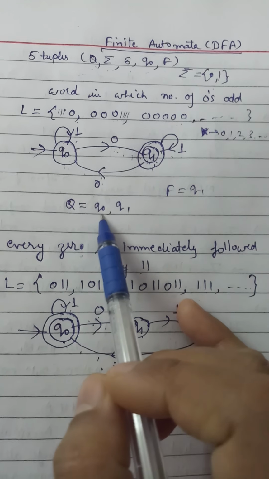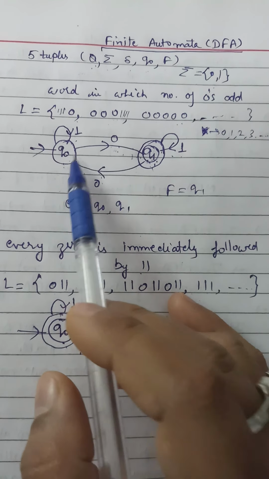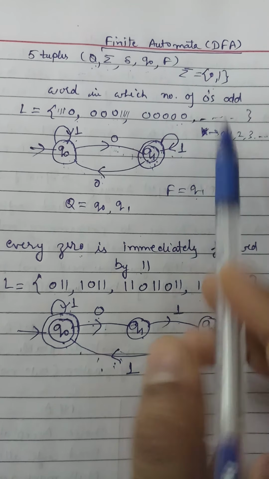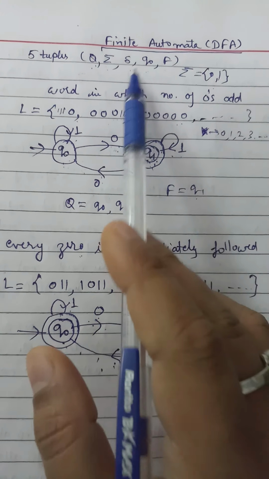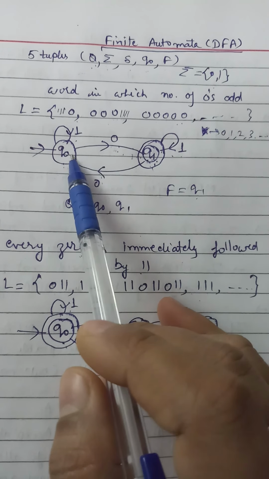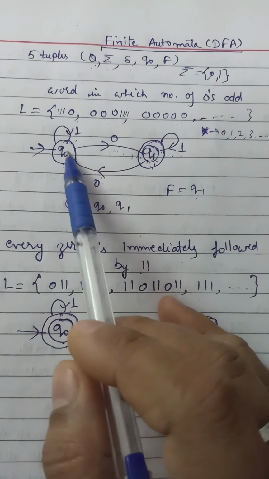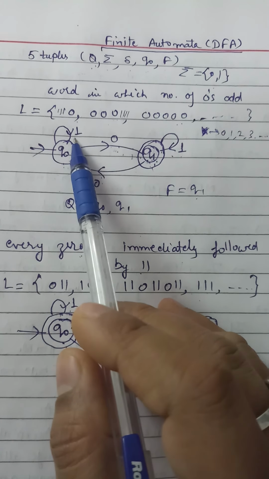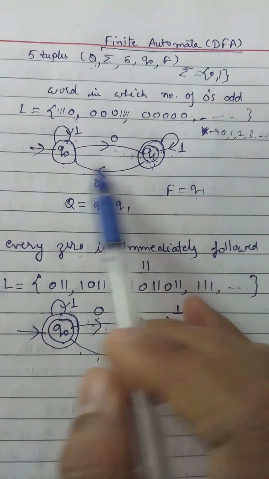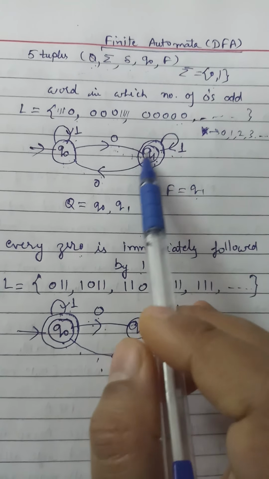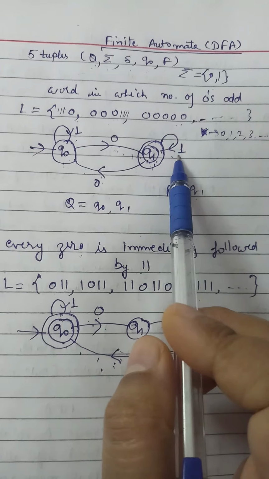We have states Q0 and Q1. Q0 is the initial state and Q1 is the final state. And what else do we have? Alphabet 0, 1. What is the transition? From Q0 to Q1 we have a 0 transition, and Q0 to Q0 we have 1, and Q1 to Q0 we have a 0 transition, and Q1 to Q1 we have a 1 transition.